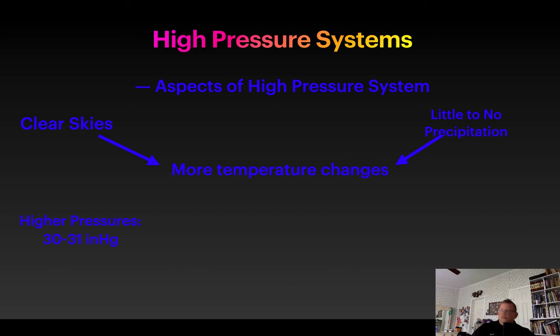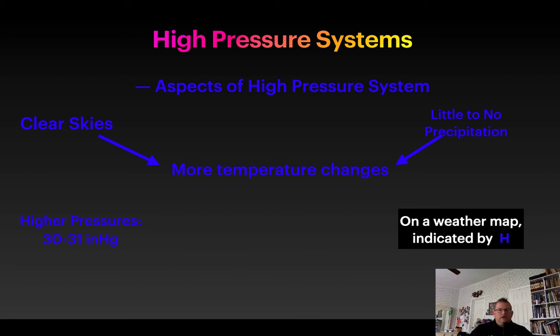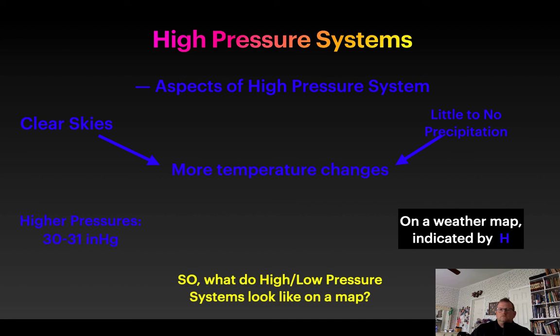And then high pressure is usually between 30 and 31 inches of mercury. And that'll mean more in a minute when we look at the maps. On a weather map, high pressure systems are indicated by the blue letter H. So, what do high and low pressure systems look like on a map? Well, let's look at these maps.